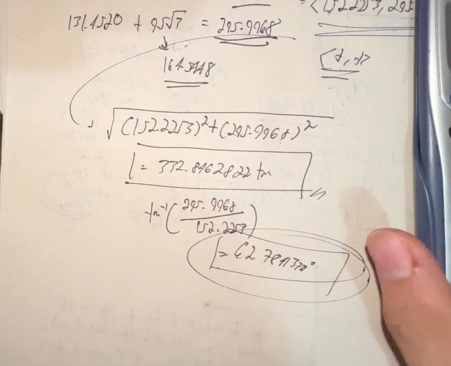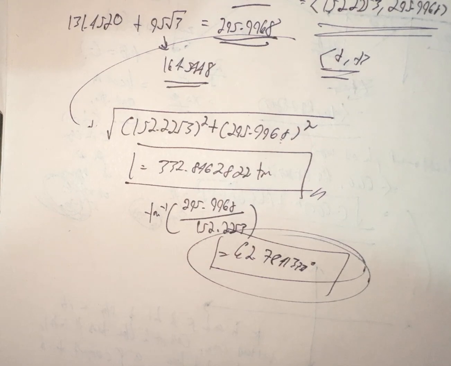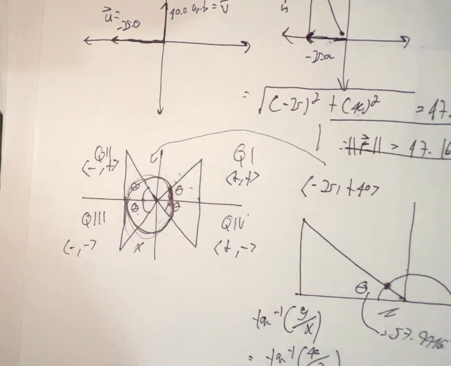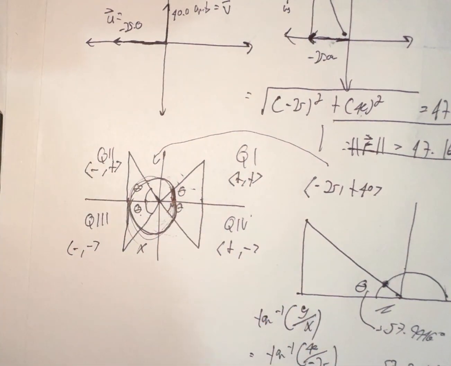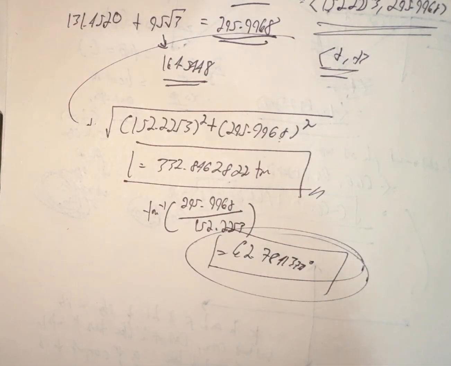Now since it's already located in quadrant 1, the angle already started from quadrant 1, from the x-axis or along the horizontal. That's the angle. So this is the vector, that's the angle. So we don't really have to do anything with it anymore. And that is our final answer.